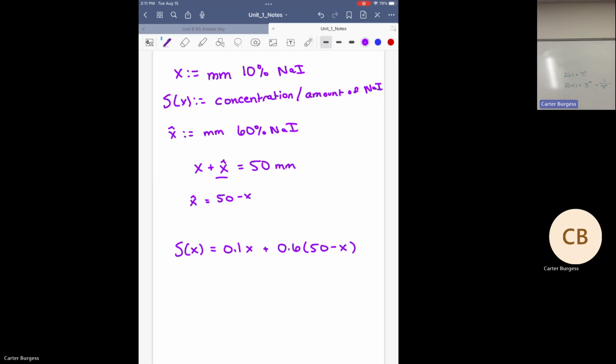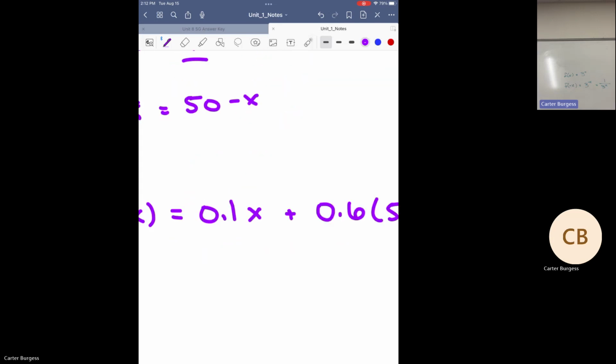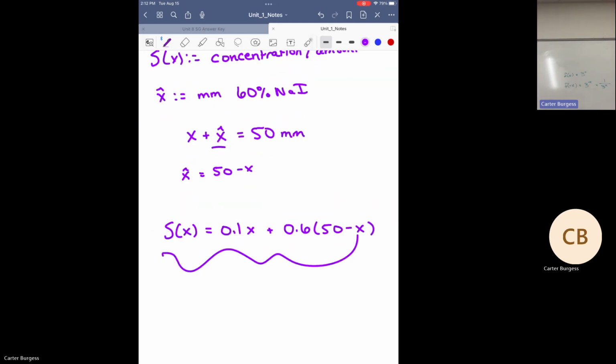Or as a system of equations, this would be x plus x hat equals 50, and then s is equal to 0.1x plus 0.6x hat. And you would use the substitution or elimination method in order to solve it. But as a single variable equation written like this, with no extra parameter, you're then just substituting in 30 and interpreting your answer. That's going to be some concentration when you have 30 milliliters of the 10%. So an interesting modeling problem for sure.